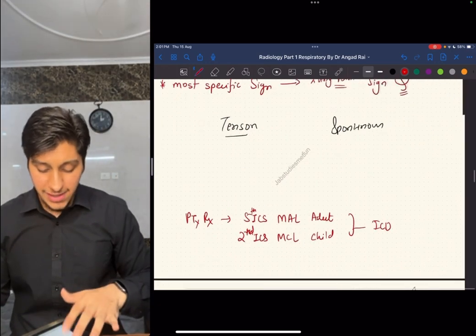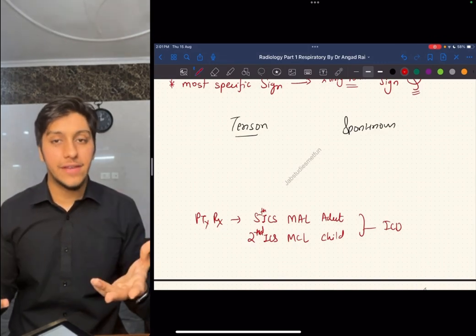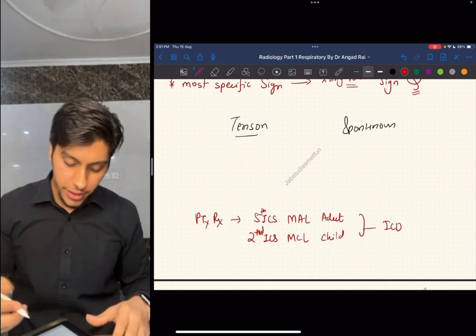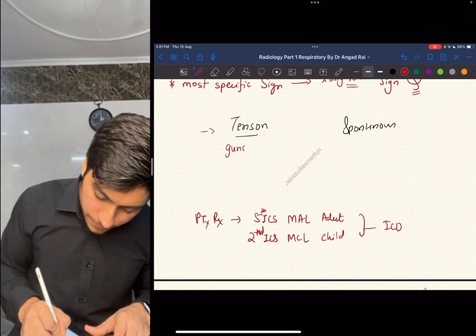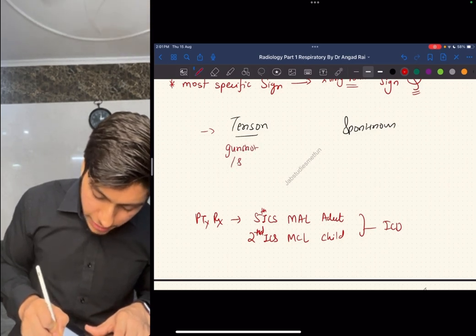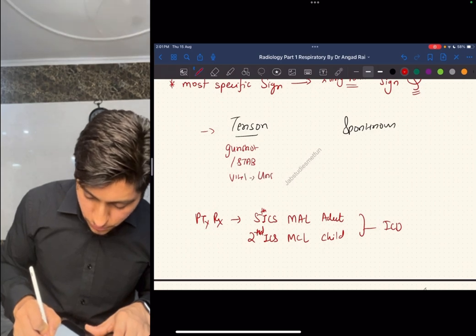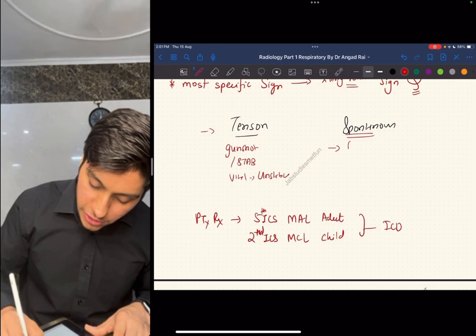Now we have already discussed tension pneumothorax and spontaneous pneumothorax, but as we are going to revise everything and trying to integrate, let's do it like that. So before I say, I hope you're answering it already. What can be the causes of tension pneumothorax, guys? It can be gunshot, stab wound injury. Vitals are going to be unstable. What are the causes of spontaneous, guys? Just now we discussed COPD, smoker.